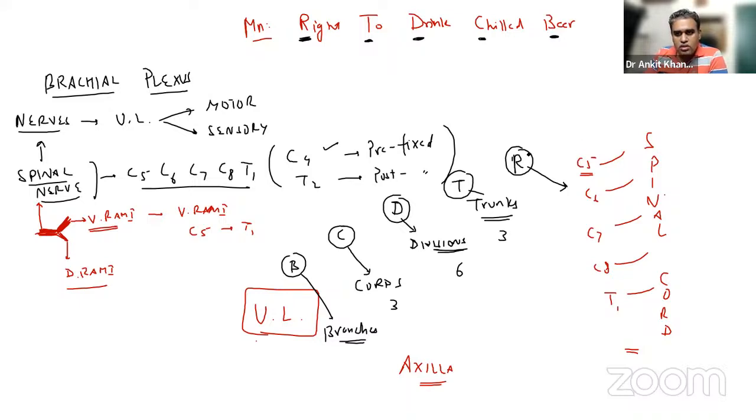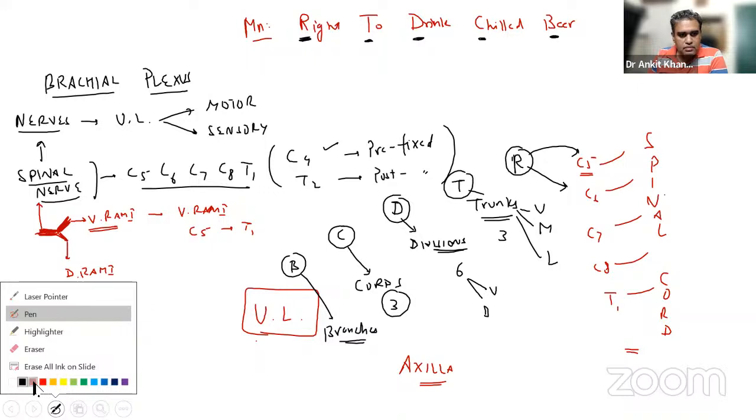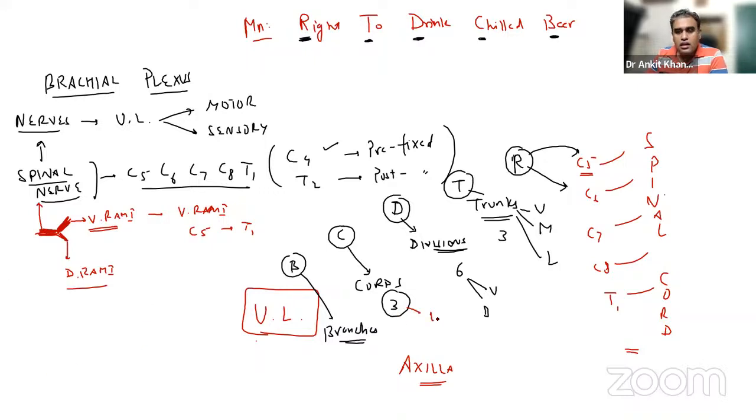First, we have roots. So this is already the roots over here. These roots will form the trunks. 3 trunks are, let me write the names: upper trunk, middle trunk, and lower trunk. Each of the trunks will form 2 divisions, a ventral and a dorsal division. So 3 into 2 is 6. And 6 divisions will form 3 chords. The names of the 3 chords, let me change the color a bit, will be a lateral chord, a medial chord, and a posterior chord. There will be 3 chords.